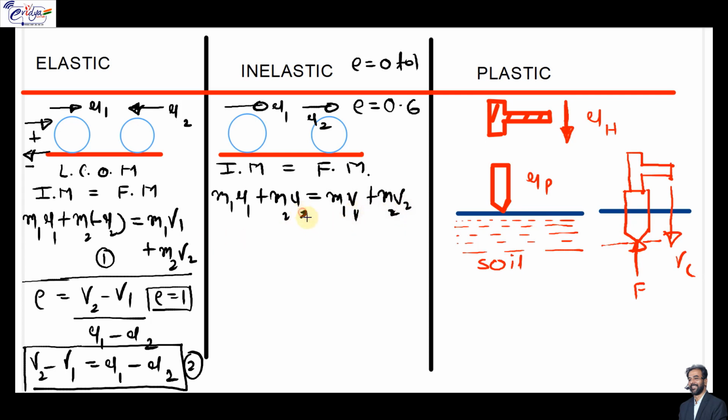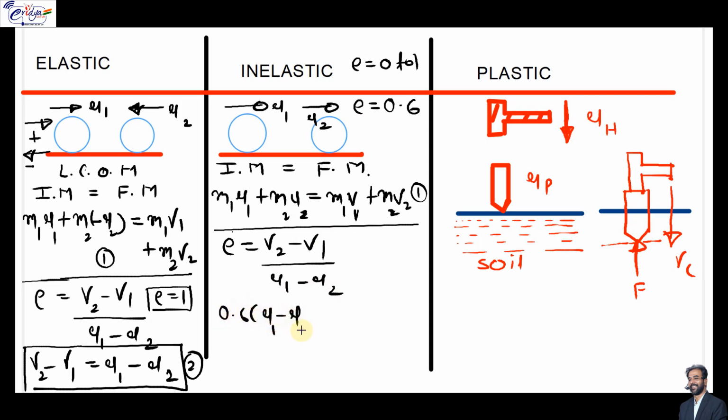So if you remember, after solving these two equations, this equation number 1 is already there. The coefficient of restitution is (v2 minus v1) divided by (u1 minus u2), and this is 0.6. So 0.6 into (u1 minus u2) is equal to v2 minus v1. So this is equation number 2. If you solve these two simultaneous equations, we get v2 and v1 here.